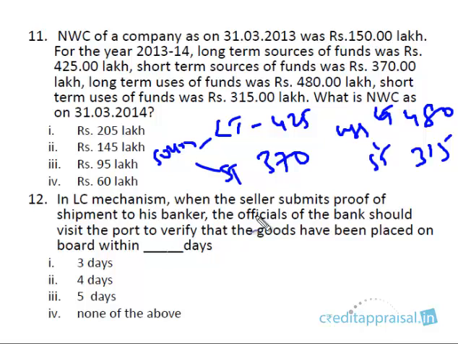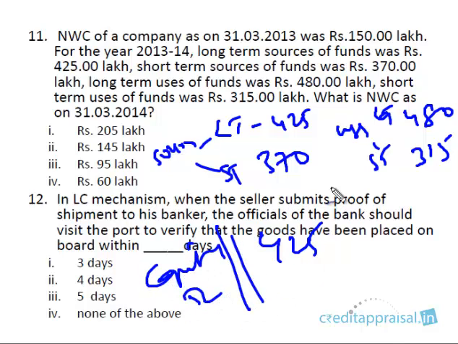No problem. This company was able to raise long-term funds of only 425. Sources of funds means the money coming in. What are these long-term sources? It could be capital, it could be bank term loans, whatever, right? Whereas the long-term uses was 480. Long-term uses in the sense of land, plant and machinery, investments in group concerns, share market and all this, right? So while the long-term sources was only 425, the company has long-term uses of 480.